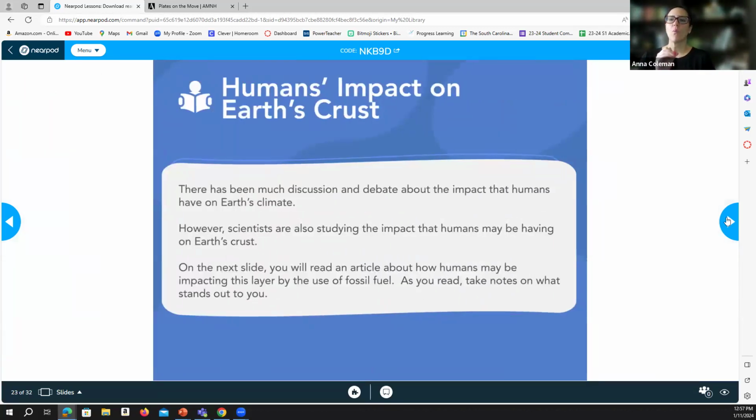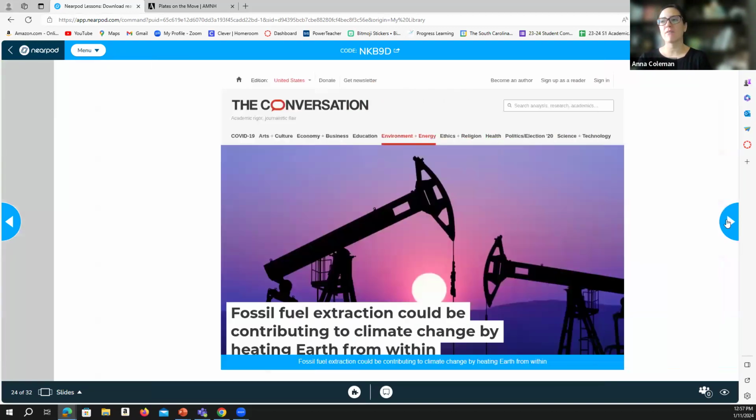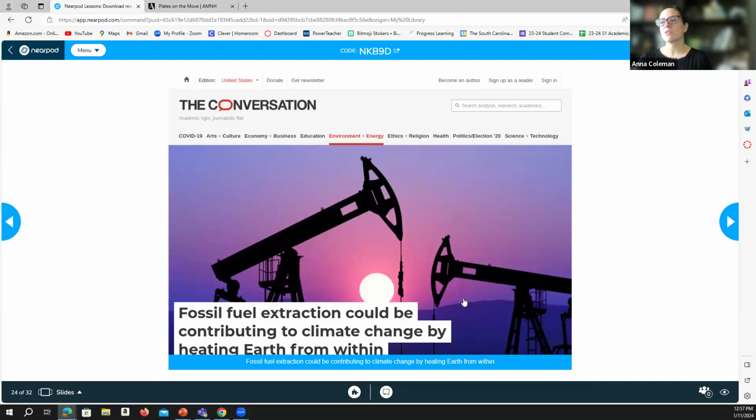All right, so what's our impact on the Earth's crust? There has been some discussion and debate about if we have an impact on the Earth's climate. However, scientists are also studying the impact that humans may have on the Earth's crust. So on the next slide, you're going to read an article about how humans may be impacting this layer by the use of fossil fuel. As you read, take notes on what stands out to you because you're probably going to have a question about it. You can click on it.